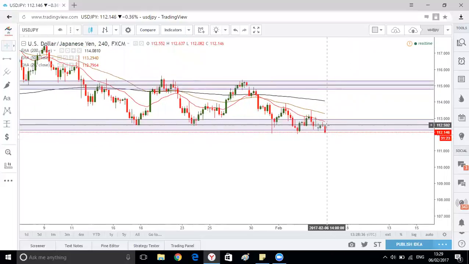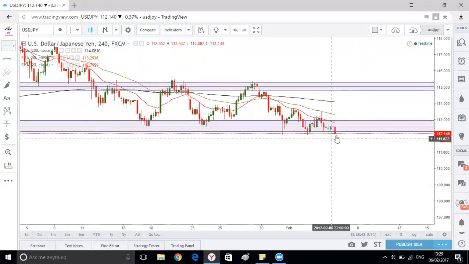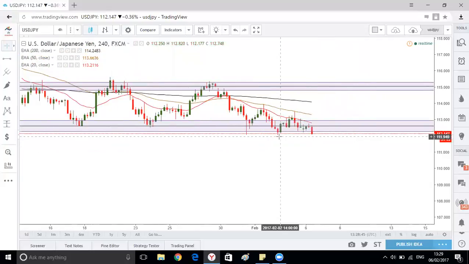So this is where I entered, round about here, for a sell. I'm currently up like 10 pips, but I'm looking for this pair to drop way below that. So this level needs to break to get another entry for you guys.